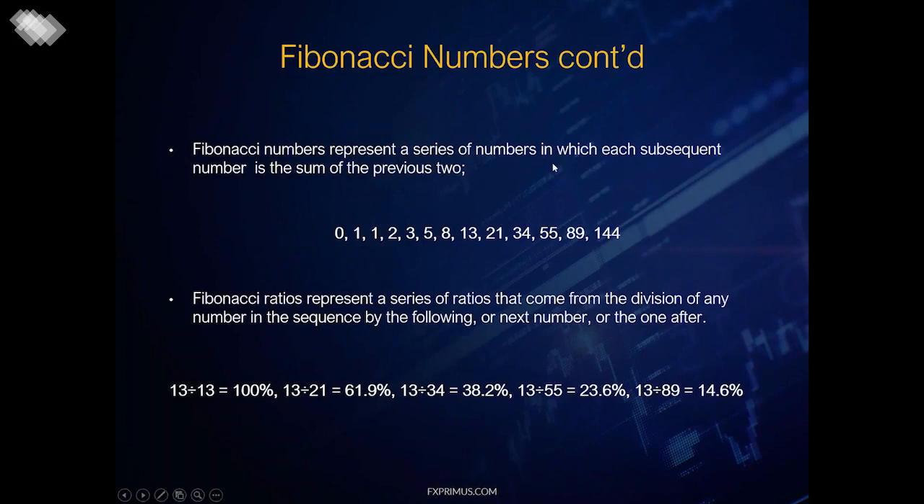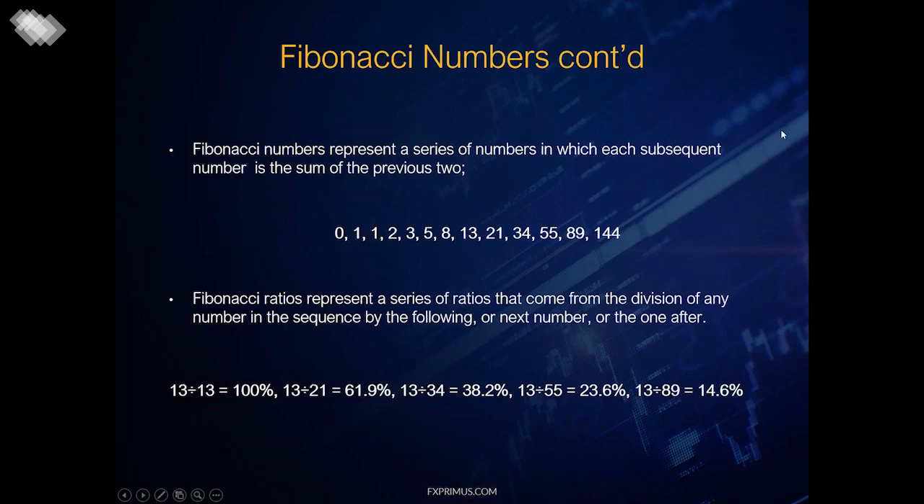Fibonacci numbers represent a series of numbers in which each subsequent number is the sum of the previous two. 0 and 1, 1. 1 and 2, 3. 3 and 5, 8. 8 and 13, 21. 21 and 13, 34. 34 and 21, 55. And you get the point. Fibonacci ratios represent a series of ratios that come from the division of any number in the sequence by the next number, or the one after. If I divide 13 by 13, it is 100. If I divide 13 by 21, I get 61.8. If I divide 13 by 34, I get 32.8. If I divide 13 by 55, I get 23.6, et cetera. You get the point.